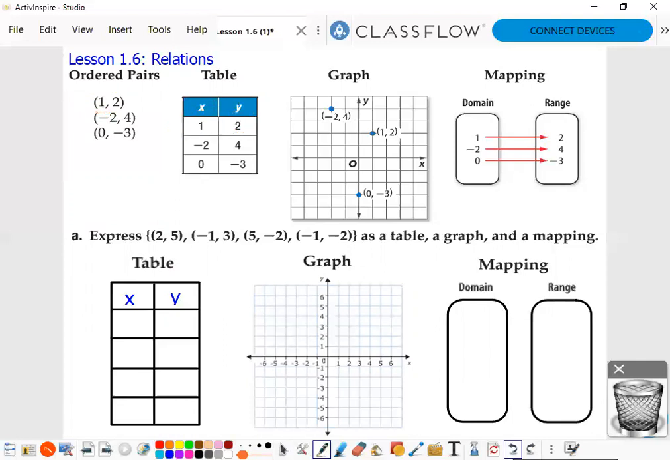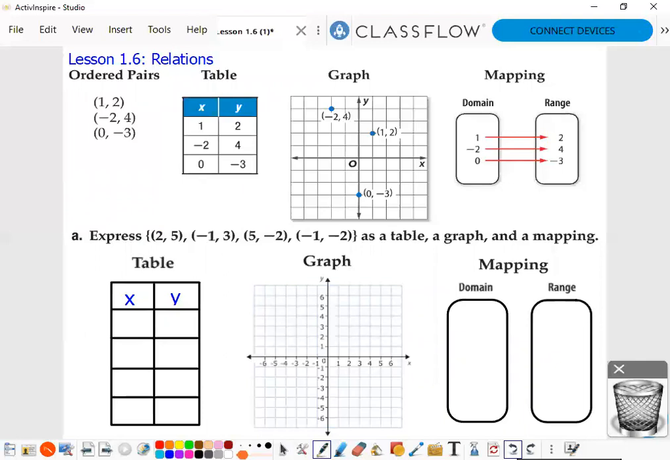The graph is just us plotting those points. So for example, again, 1, 2, I'm going to graph it. I start at the origin. That's telling me to go right 1, up 2. That's how I get to 1, 2 on the graph. So that's just plotting all the points. And then the mapping we already talked about. So we should be feeling pretty good about that.